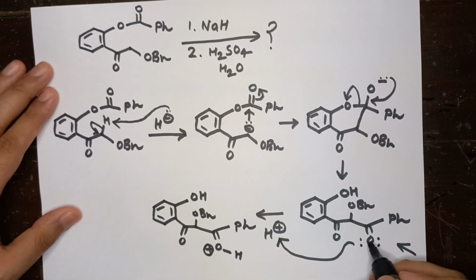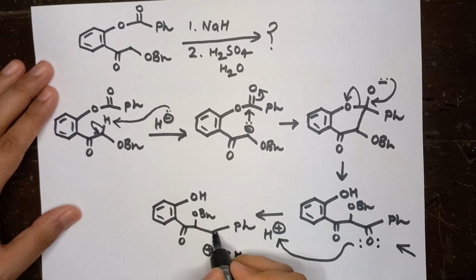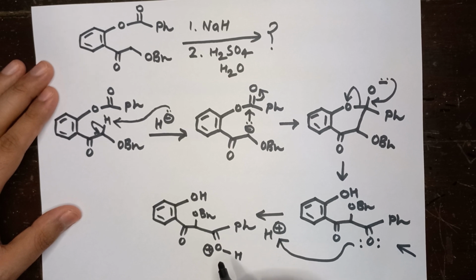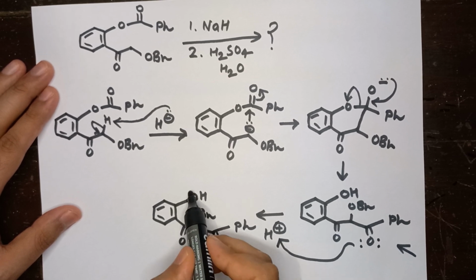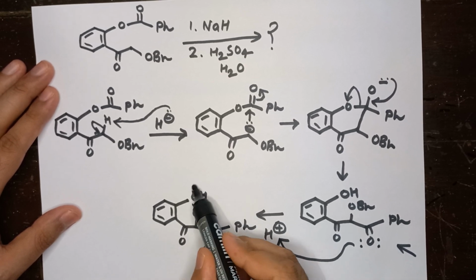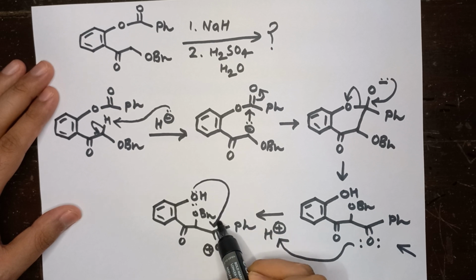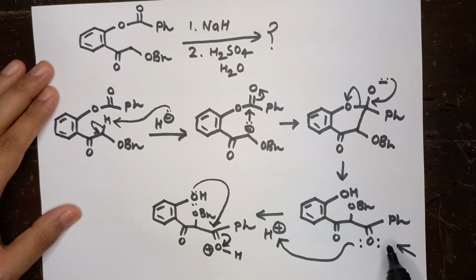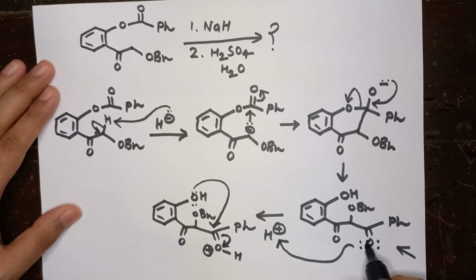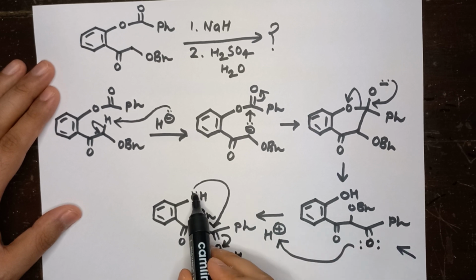So once this oxygen gets protonated, this carbon will get activated. So this oxygen with its lone pair will attack at this carbonyl carbon and this bond is going to break. So this is the reason why this particular oxygen got protonated instead of this one, because in the later part this oxygen will attack at this activated carbon.